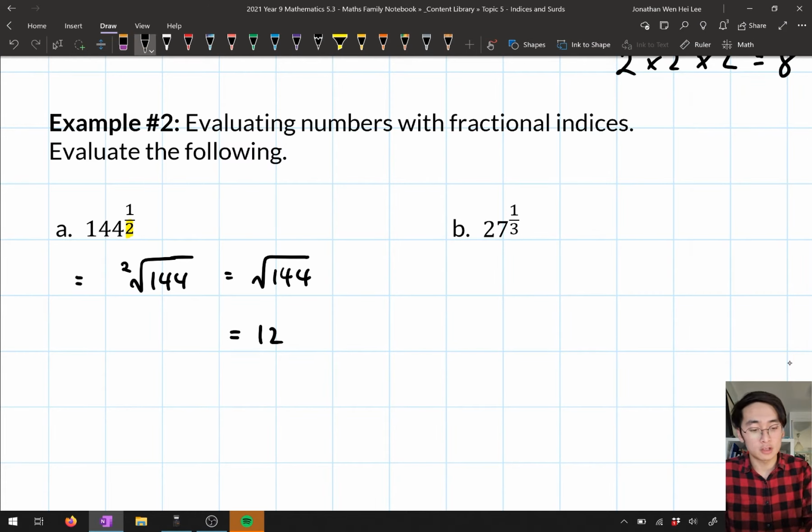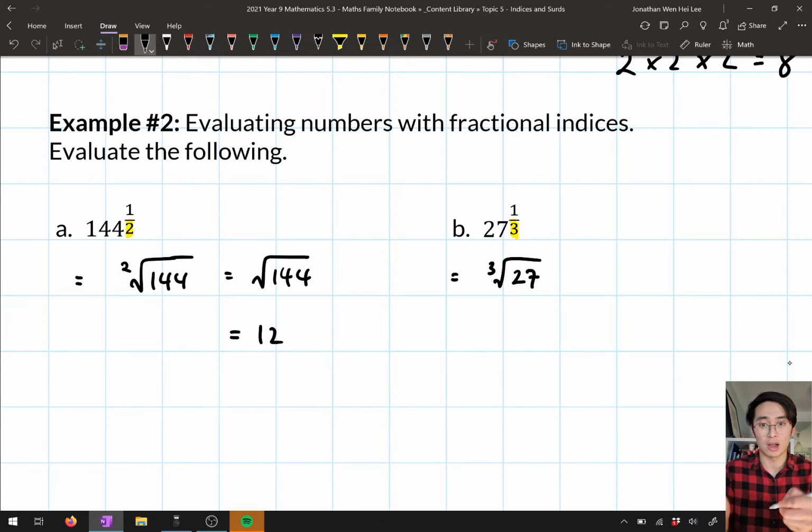I've got 27 to the power of a third. So here, once again, we take the denominator of the power, so 3, and we write that outside the root. So this is the third root of 27, or we also read this as the cube root. So if it's 2, it's the square root of a particular number. If it's 3, it's a cube root. And so here we're looking for a number, if I multiplied it by itself 3 times, that would give me 27.